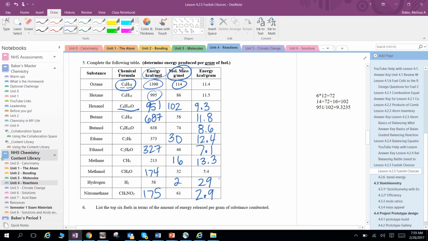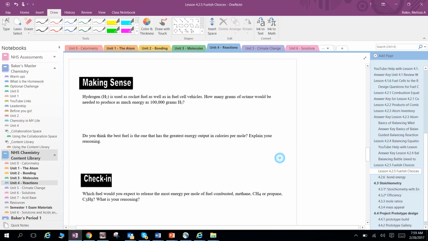Then it says list the top 6 fuels in terms of the amount of energy released per gram. Well, hydrogen's number 1, and methane's number 2, ethane's number 3, and then we've got 11.8 for number 4, we've got 11.5 for number 5, and octane for number 6.